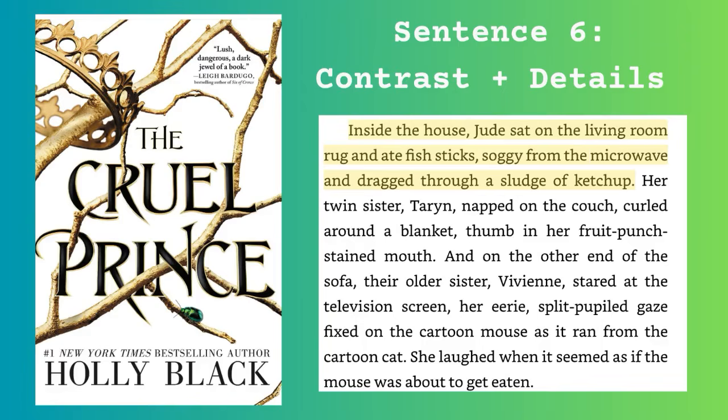Let's take a look. Sentence 6. Inside the house, Jude sat on the living room rug and ate fish sticks, soggy from the microwave, and dragged through a sludge of ketchup. A regular scene. And we get the sense of touch, the sense of taste. She's holding a fish stick. We are pulled into the scene by the specificity of detail. So that's another huge tension tool. You want the reader to feel like they're there.